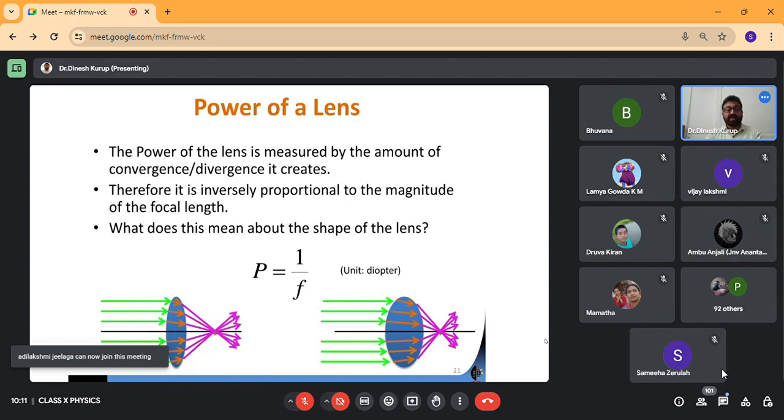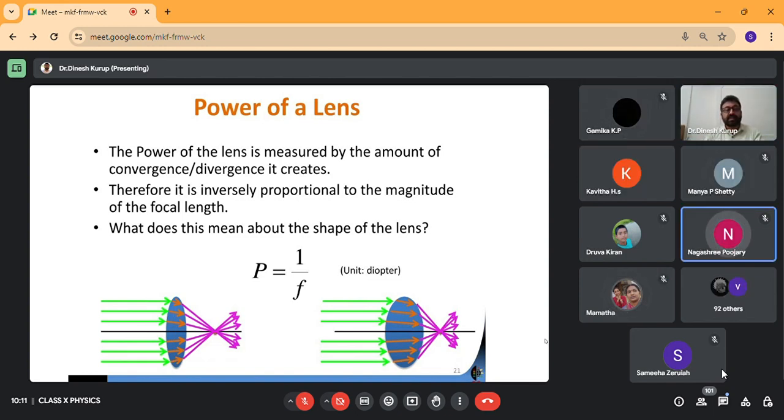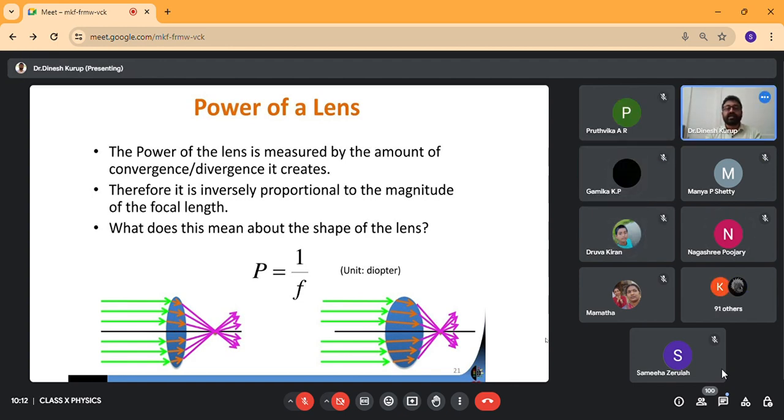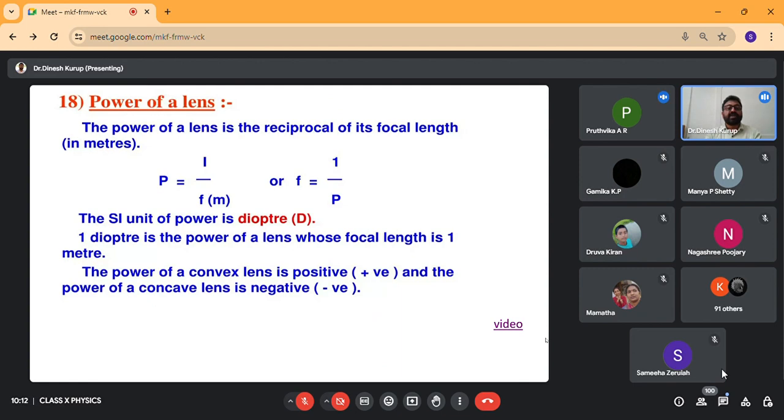What does it mean about the shape of the lens? Can anyone answer? If it is a fatty lens, that means a thicker lens, will the power be lesser or more? It will be more, sir. Power will be more. And if it is a thin lens, power will be less. Correct. Yes, sir.